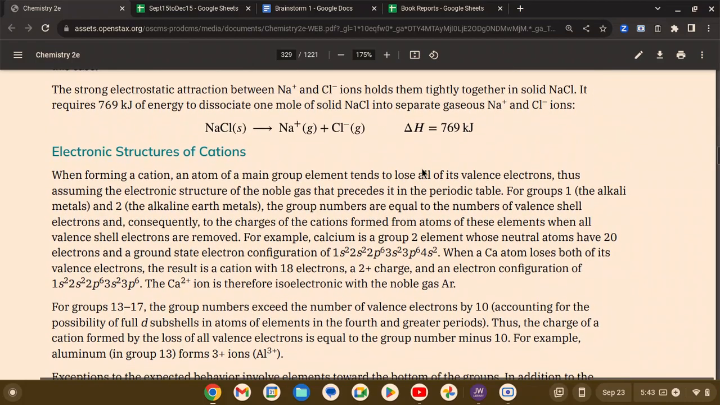The strong electrostatic attraction between sodium and chloride ions holds them tightly together in solid sodium chloride. It requires 769 kilojoules of energy to dissociate 1 mole of solid NaCl into separate gaseous sodium and chloride ions. The electronic structures of cations.